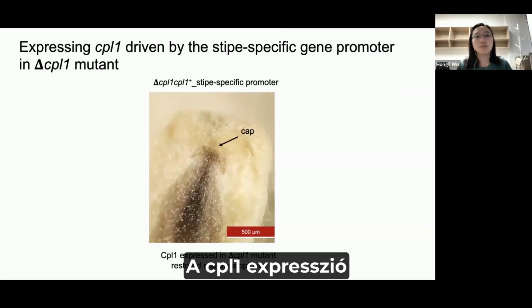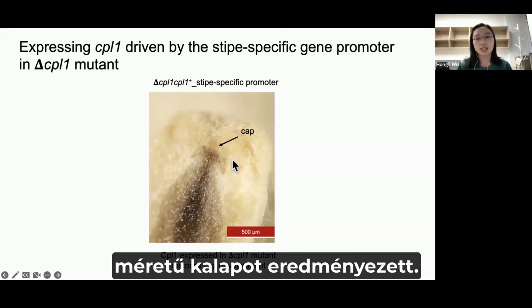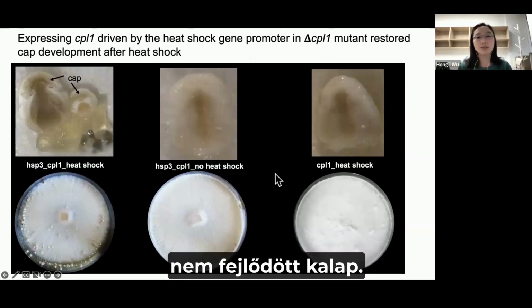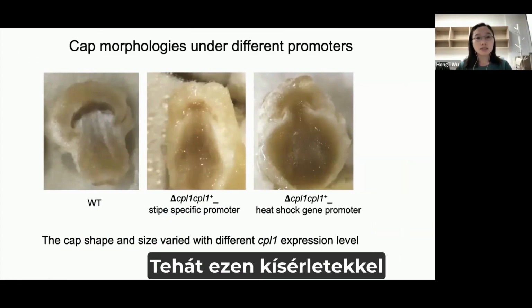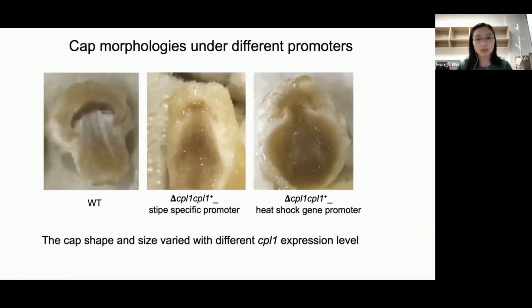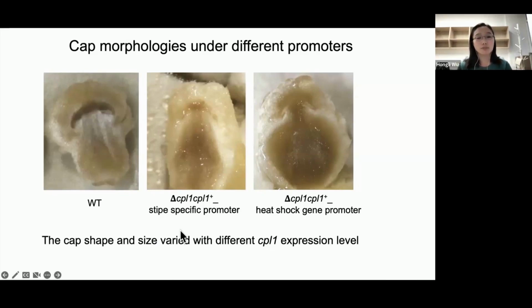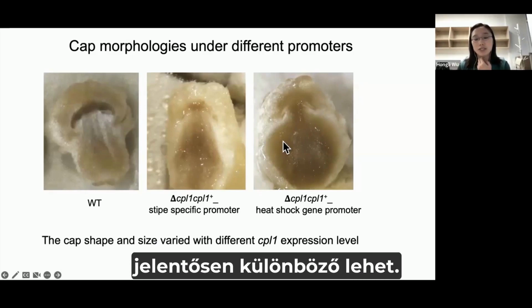Expressing CPR1 driven by the stipe-specific gene promoter in the CPR1 mutant also restored the cap development, but with a different shape and size of the cap. Expressing CPR1 driven by the heat shock gene promoter in the mutant restored the cap development after heat shock, and without heat shock, there is no cap development. So based on these experiments, we came to the conclusion that the cap shape and size varied with different CPR1 expression levels. Under the different promoters, the cap shape and size can be very different.